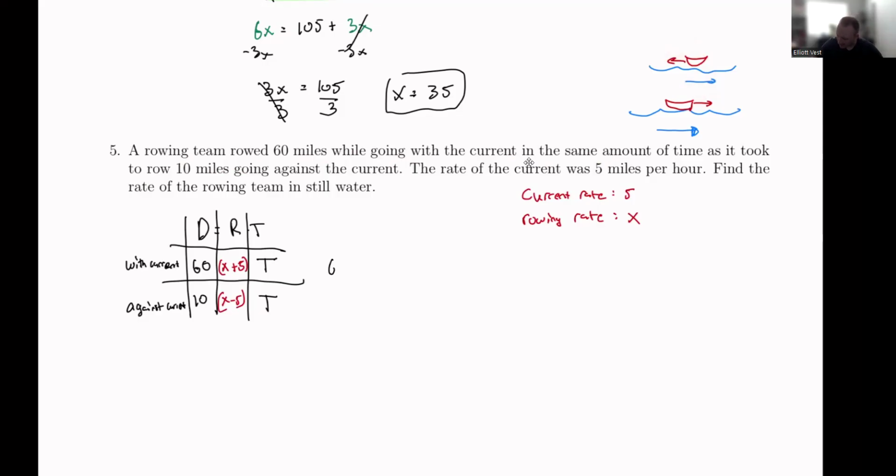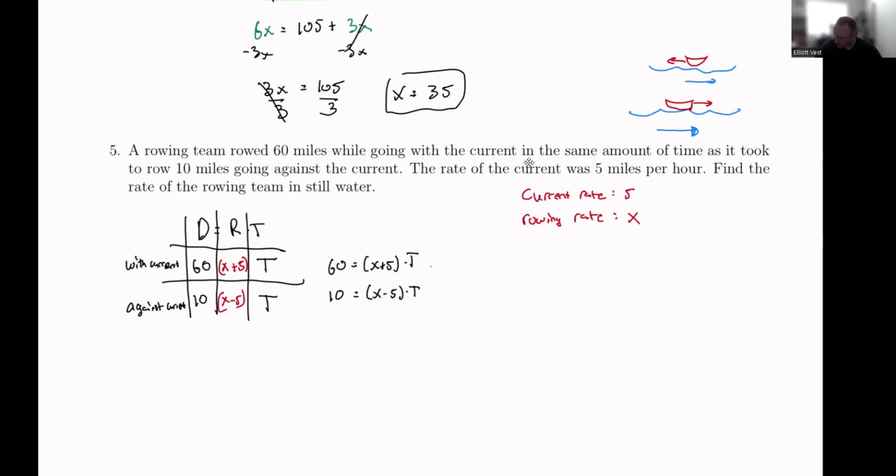I have distance 60 is equal to rate times time. And then I have distance 10 is equal to rate times time here. So there's processes we've used for systems of equations with two unknowns, right? This is kind of like a system of equations. I'm going to use a version of the substitution method. I'm going to get t by itself on both of these equations here.